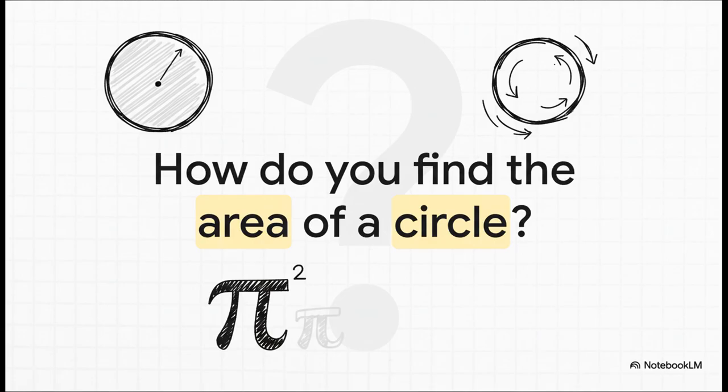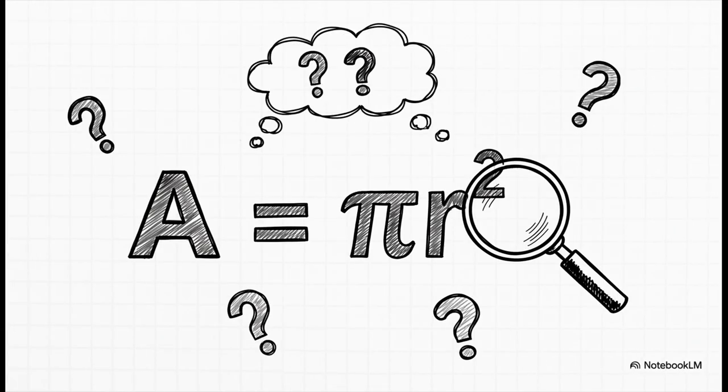If I asked you, right now, how do you find the area of a circle? What's the first thing that pops into your head? I bet for most of us, it's a very specific and, yeah, a very famous formula. Yep, that's the one. Area equals pi r squared. We all know it, we see it, we use it, we plug in the numbers and get an answer.